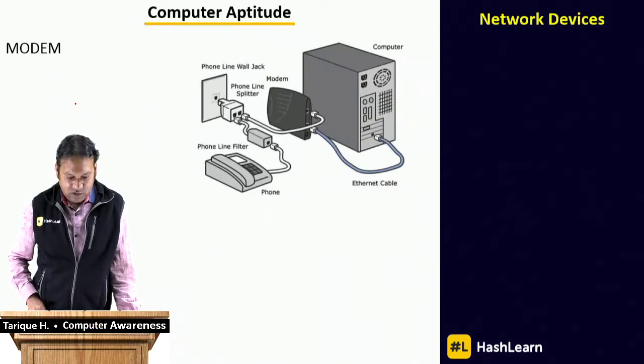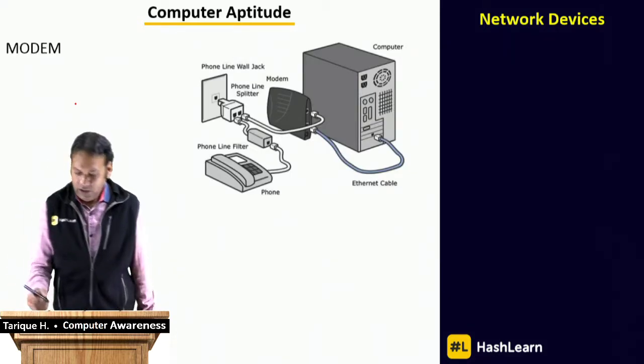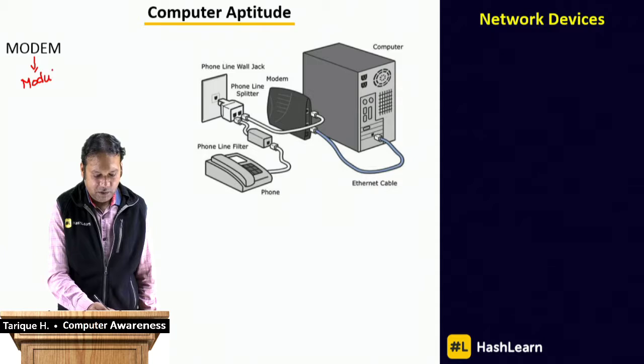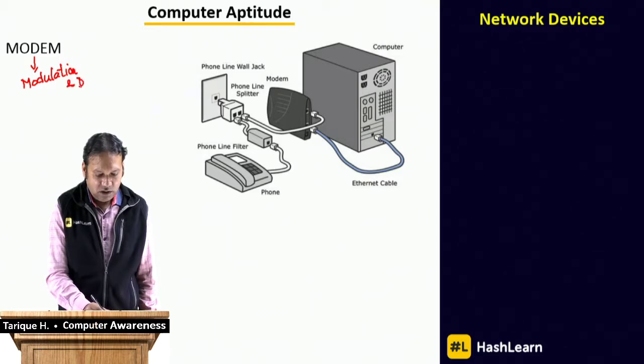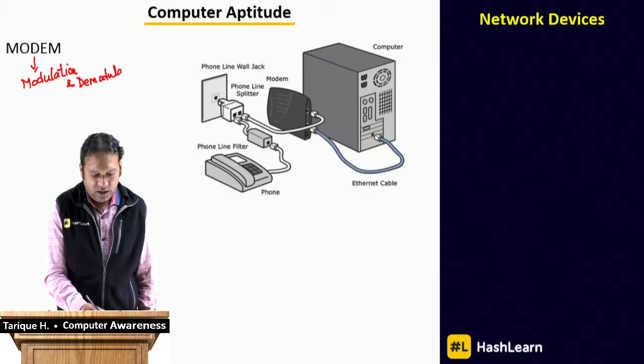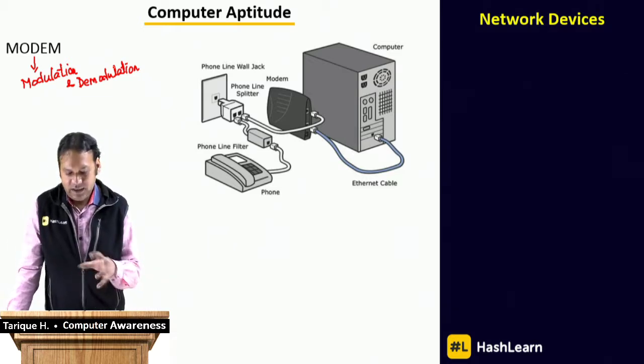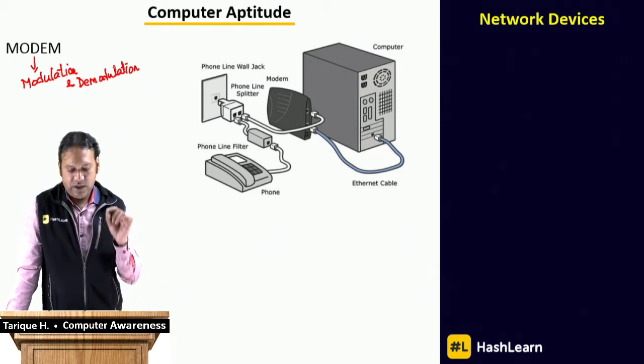And then we have this concept of a modem. A modem is a short form of modulation and demodulation. Like a simple one-mark question can be there about what is the full form of modem. So it's modulation and demodulation. What it does is basically it converts an analog signal that the modem receives into a digital signal and then sends it to your computer. So it helps you connect your computer to the internet using a phone line.